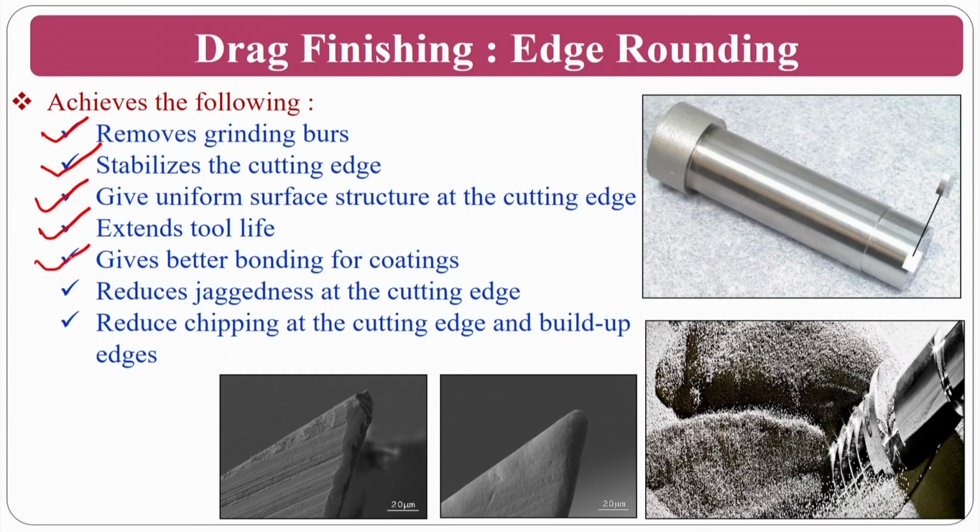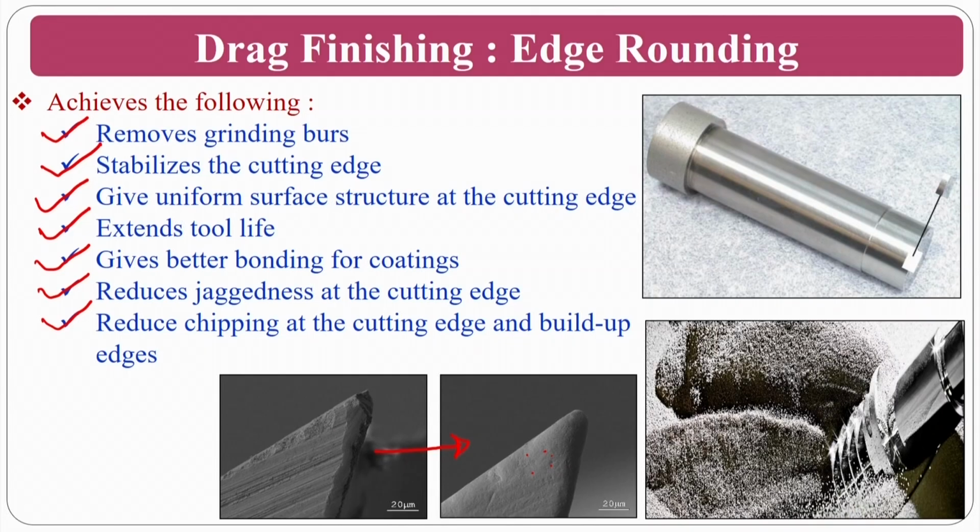It gives better bonding for the coatings. Assume that you have a better surface compared to this surface. If you have this surface, what will happen when you are hitting these surfaces? It can generate a super hydrophilic surface, so that you can coat it properly. It reduces the jaggedness at the cutting edge. So if there are any disturbances on the edges, it will reduce the chipping at the cutting edge and built-up edge formation and other things.